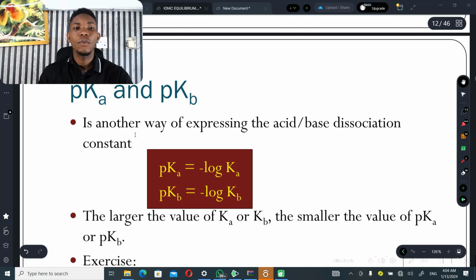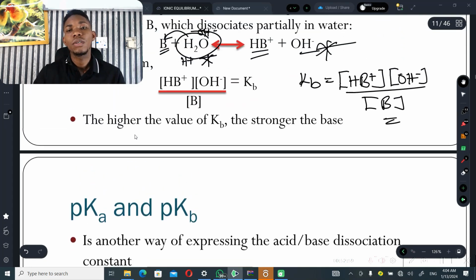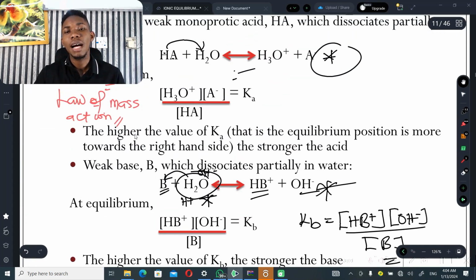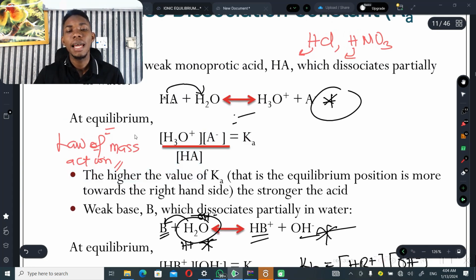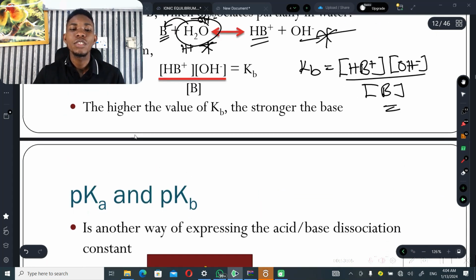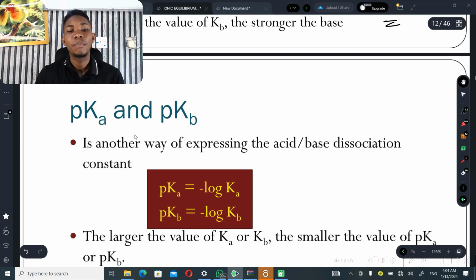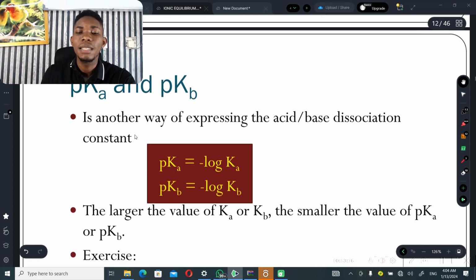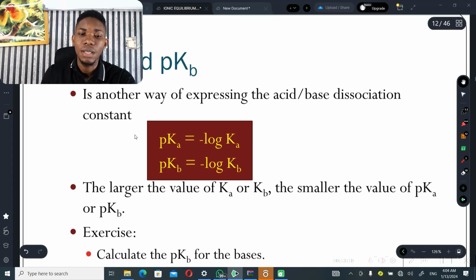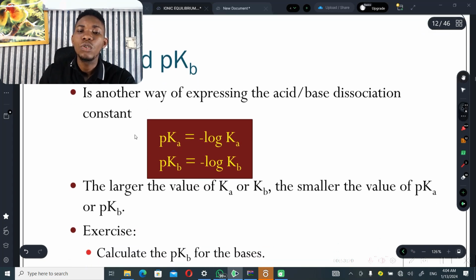Now, there's another way for expressing the degree of dissociation. The degree of dissociation can be expressed as Ka and Kb, which I've actually explained earlier here. Now, the degree of dissociation can also be expressed as pKa and pKb. Is that okay? Now, when we talk about the pKa, what do we actually mean? pKa is another way of expressing the acid and base dissociation constant. pKa is gotten from Ka.